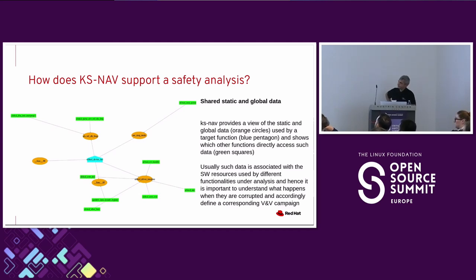And this is indeed very important, because it is able to highlight what are the software resources that usually are identified with static and global data, and also what are the other neighbors, if you like, that can either interfere or that are using the same resources. And this is also important to drive your V&V campaign, and also to complete your safety analysis.